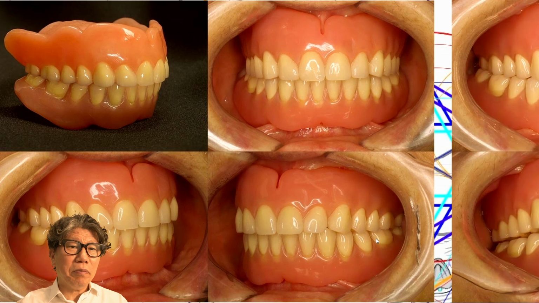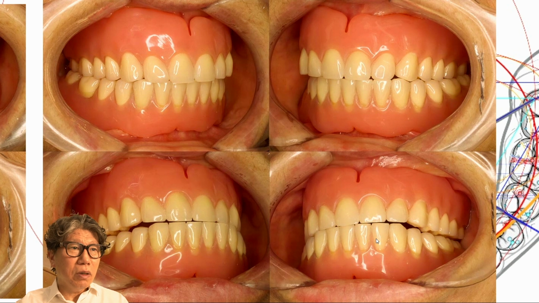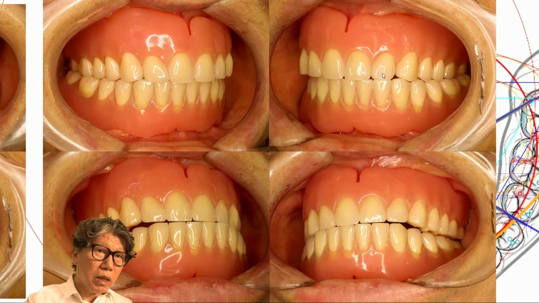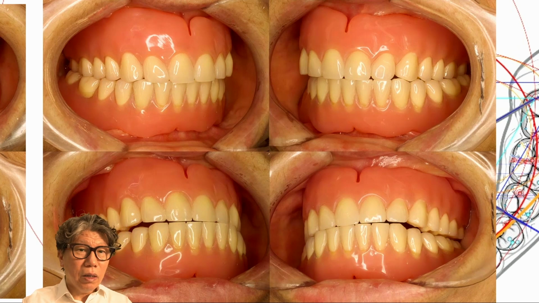The centric is clearly established. And when you look at it, it's working. Then the balancing is achieved. This is how balancing is achieved, and it is working. Balancing is captured. So the dentures don't move.